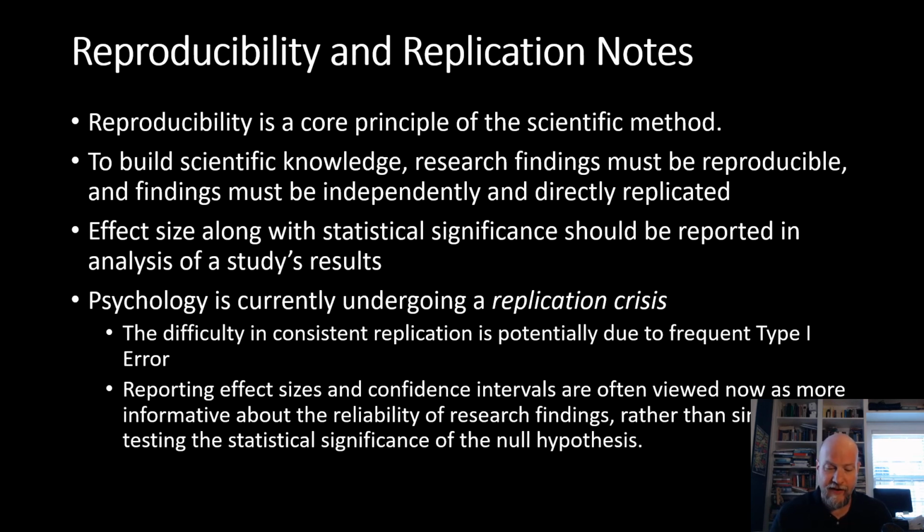So reporting effect sizes and what are called confidence intervals is now viewed as maybe even more informative about the reliability of a research finding, rather than simply reporting on your null hypothesis significance testing or the statistical significance that you found. The way we're trying to address this then is to start expecting our peers to include things like effect sizes and confidence intervals, which are complementary to just knowing whether or not an outcome is statistically significant.